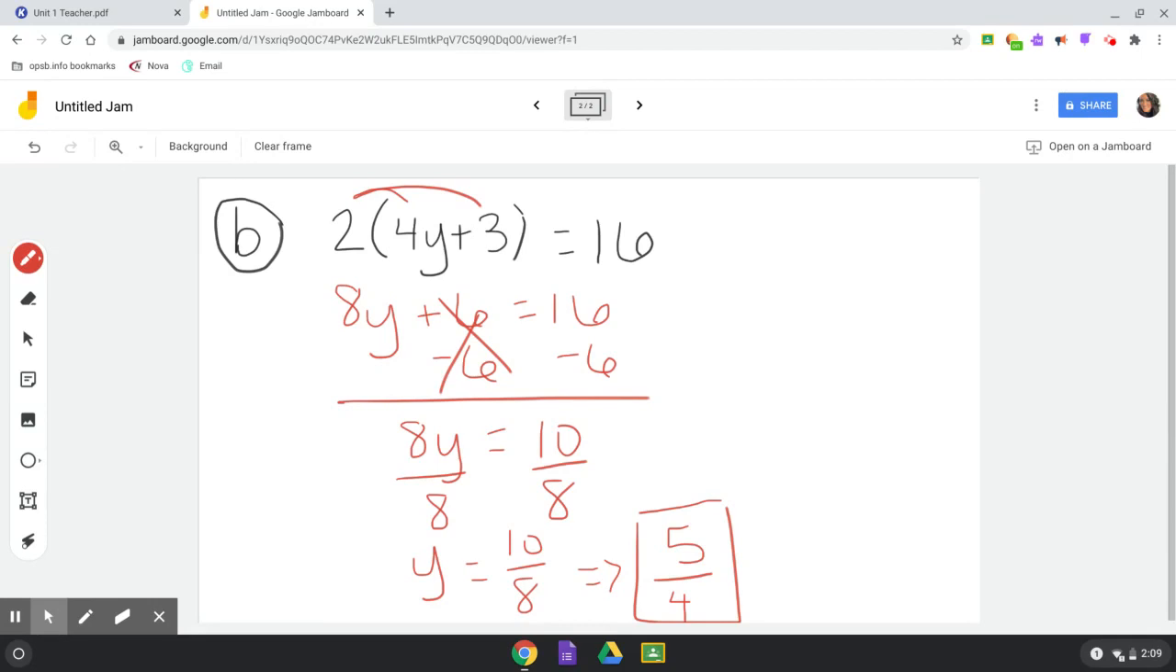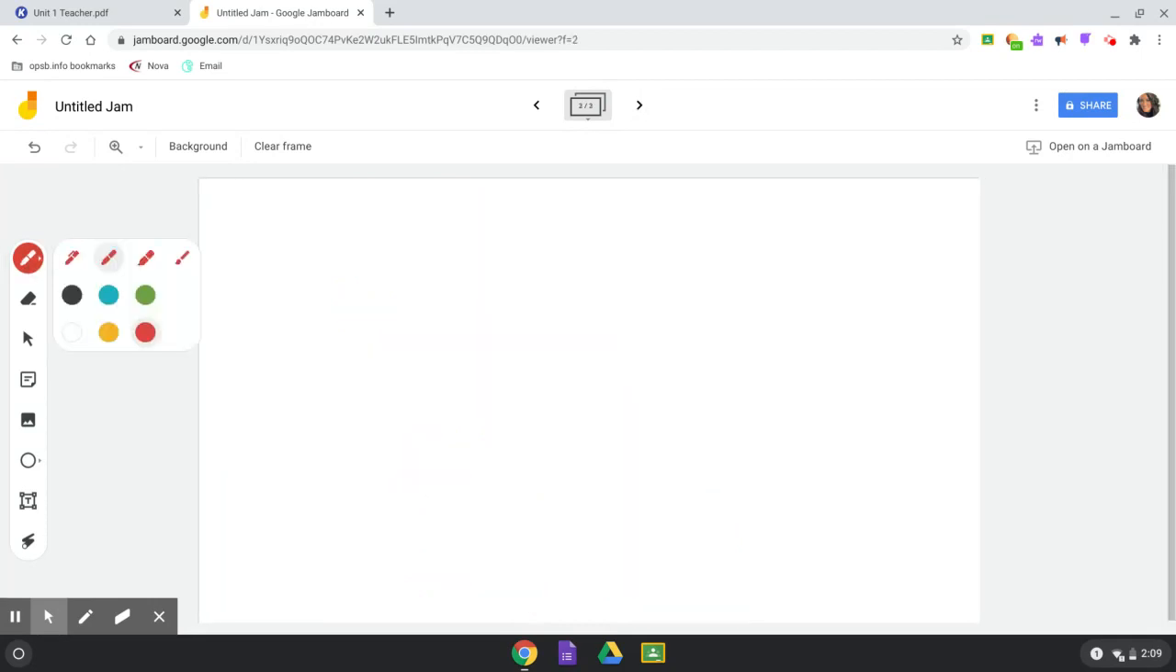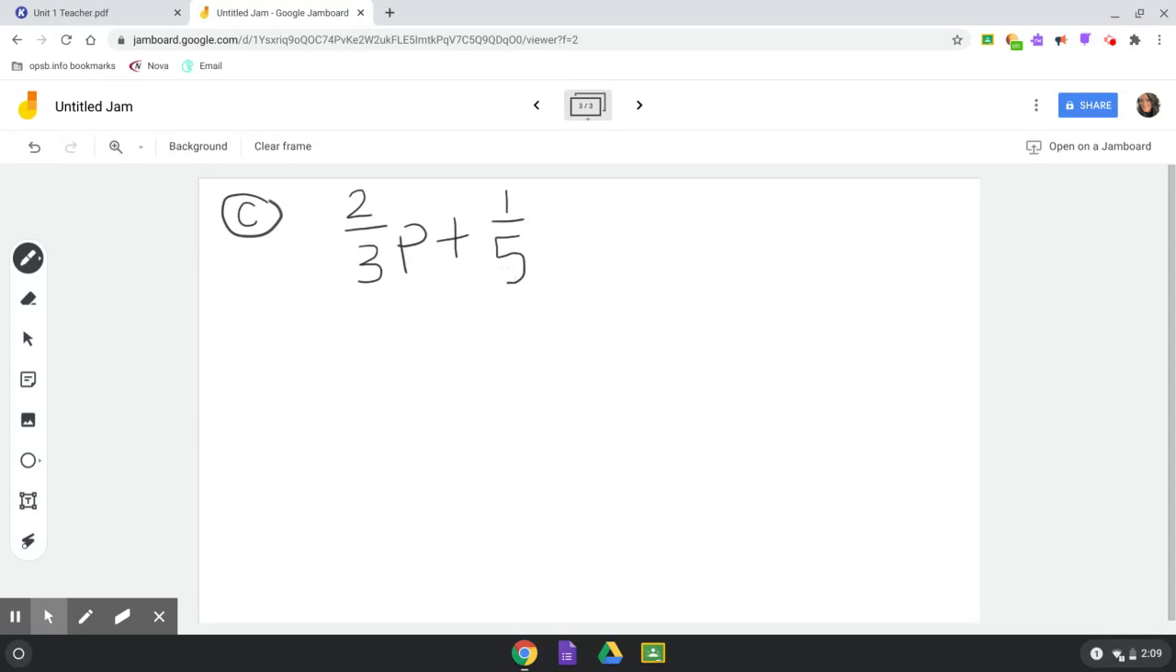Okay, now I'm going to complete part C. Part C is a little more difficult, as you see, because you have fractions. And most of you are not fans of fractions, which is okay, but you've got to get used to it. You're going to see fractions this year, and you're going to see fractions a lot. So I'm going to leave the fractions as they are because it's not that bad. This looks scary, but it's really not.